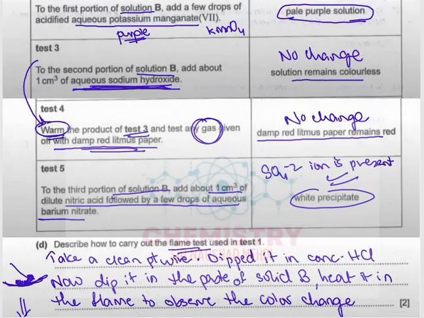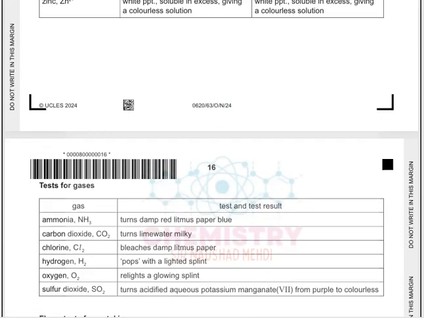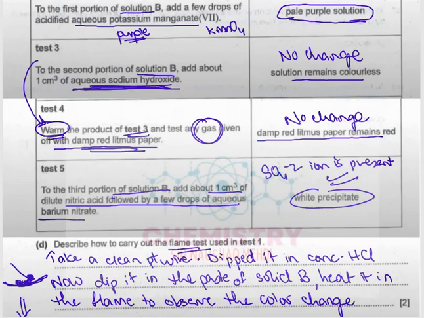After warming it, if ammonia gas is produced over here, what will the ammonia gas do? Go to the table of the gases. Ammonia gas will turn the red litmus paper blue. So is the damp litmus paper becoming blue in our case? No, in our case it is not changing. The damp litmus paper remains red.